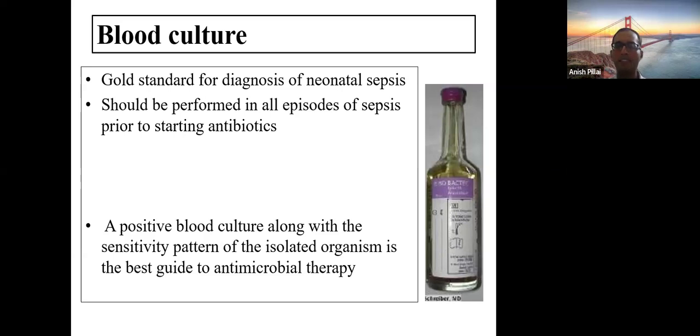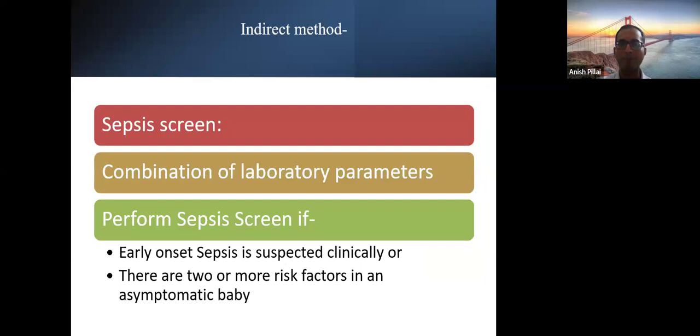There are many instances where the blood culture may not grow an organism, and clinically you may suspect sepsis. So we'll come to that a little later, what can be done. But basically a positive blood culture along with the sensitivity pattern is the best guide for antimicrobial therapy.